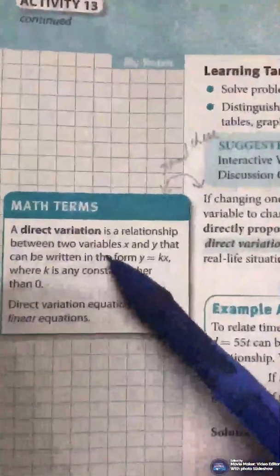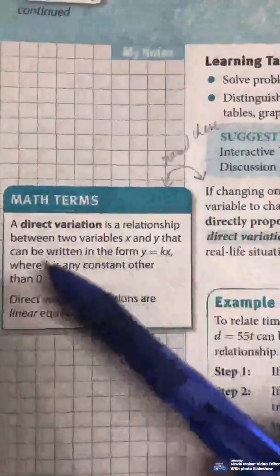So let's read the math term. A direct variation is a relationship between two variables, x and y, that can be written in the form y equals kx, where k is any constant other than 0. Direct variation equations are linear equations.